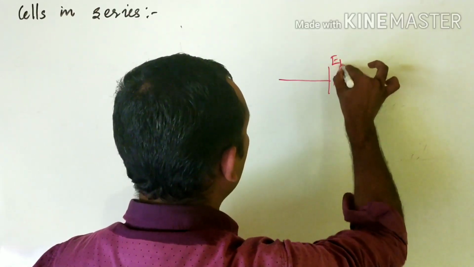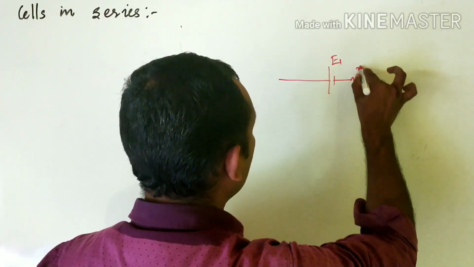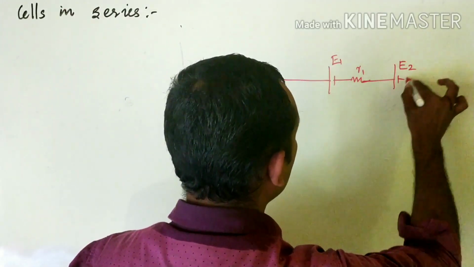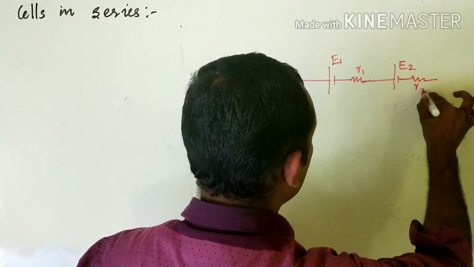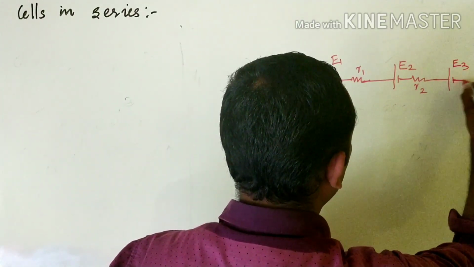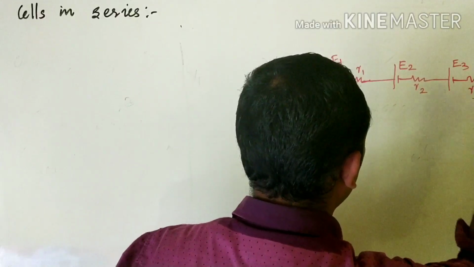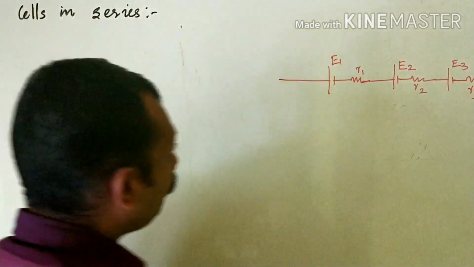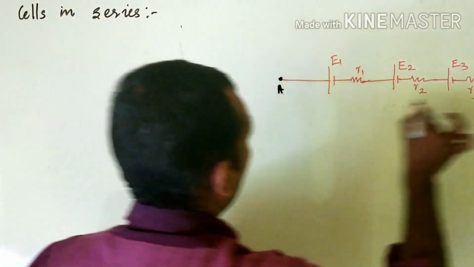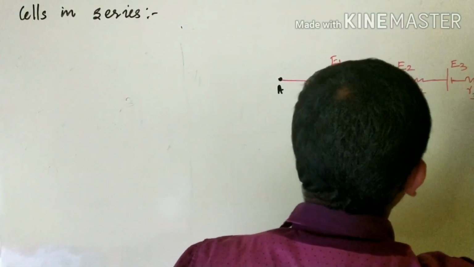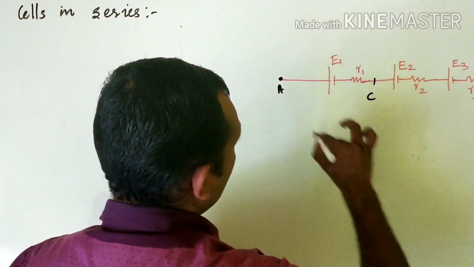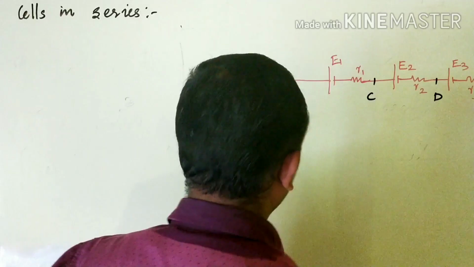This is of EMF E1, internal resistance R1. EMF E2, internal resistance R2. EMF E3, internal resistance R3. Okay, this is point A and this is point B, right? Now let us take this point as C, this point as D.